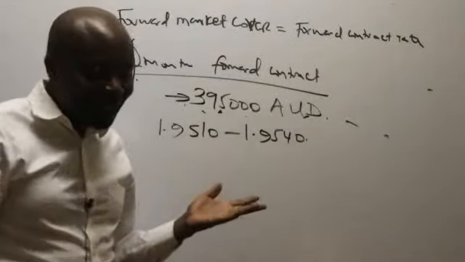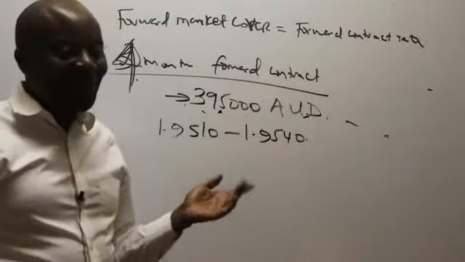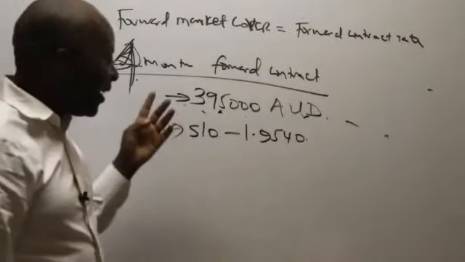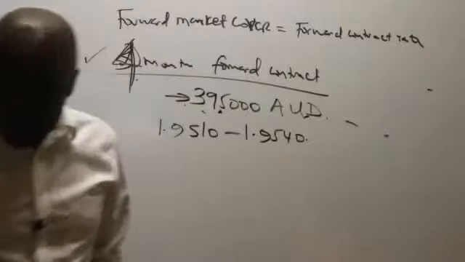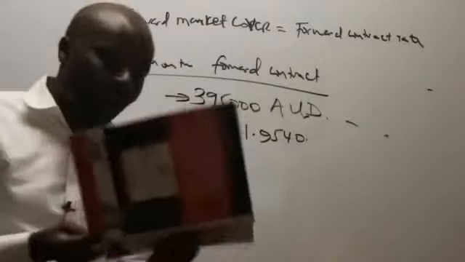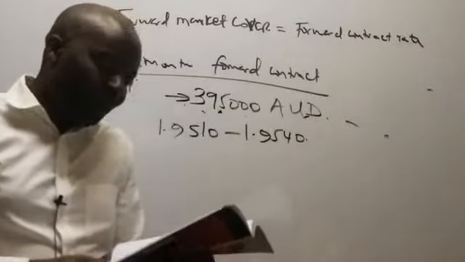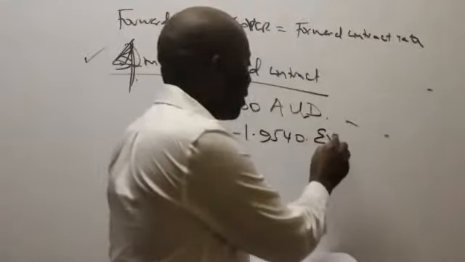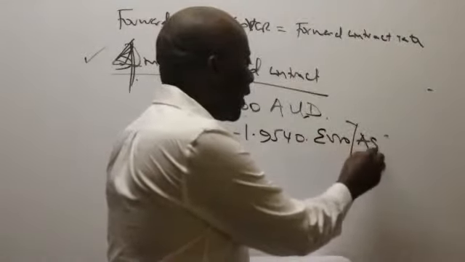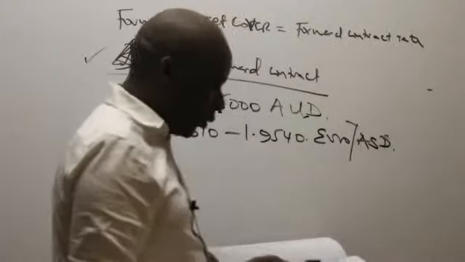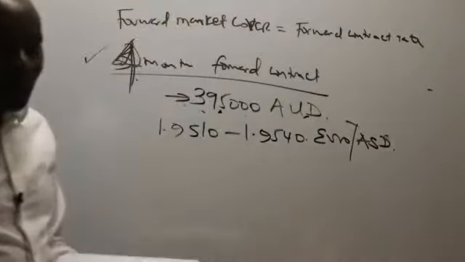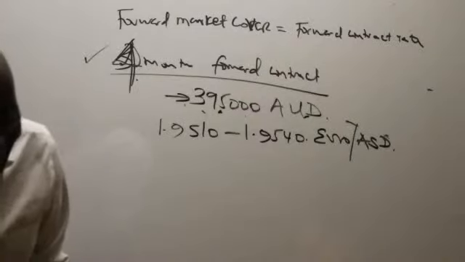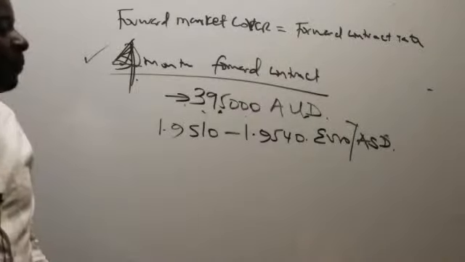Kuna 3 months, kuna 3 months, na kuna 4 months. So in your 4 months, now, here 4 months wametuambia it is what to what. It is euro per Australian dollar. Euro per Australian dollar. Thank you very much.